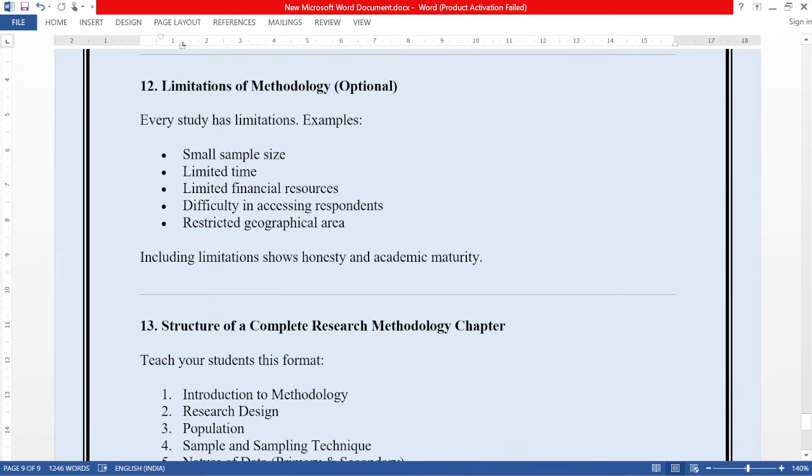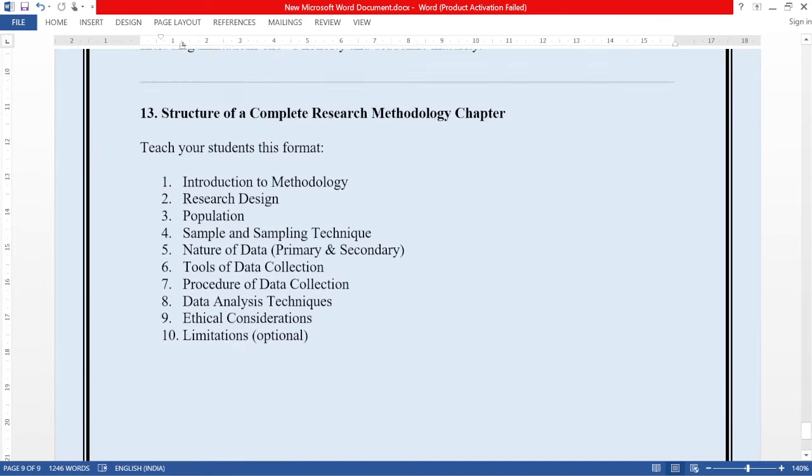Now we talk about limitations of methodology. It's optional whether you include it or not. Small sample size, limited time, limited financial resources, difficulty in accessing respondents, and restricted geographical areas are some of the limitations of methodology.